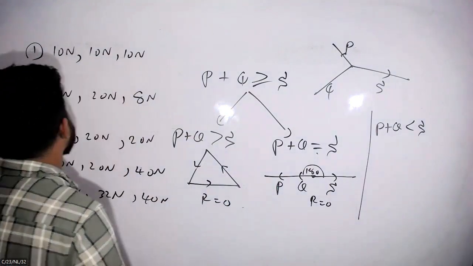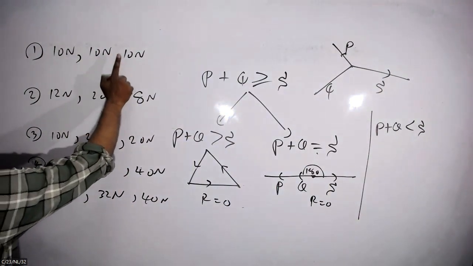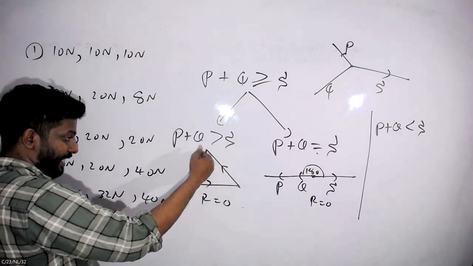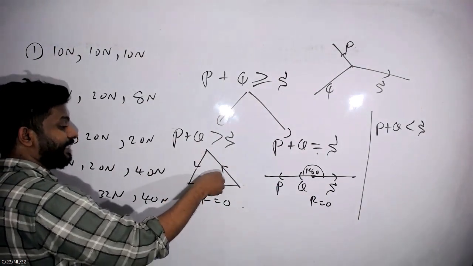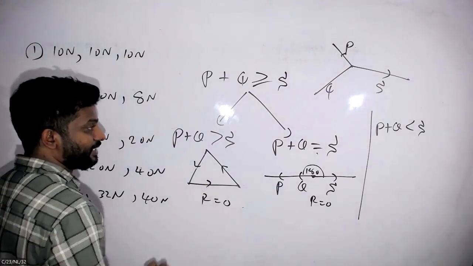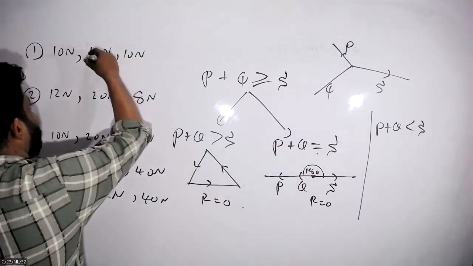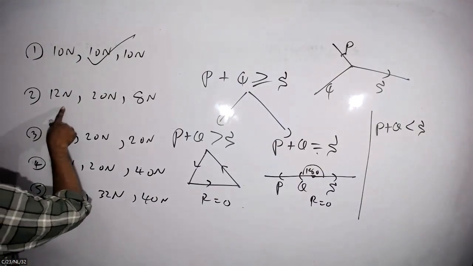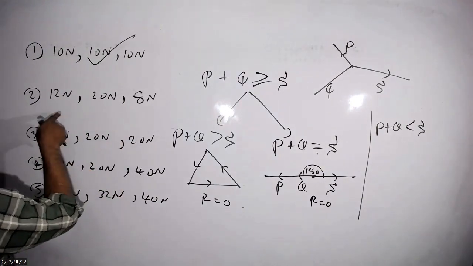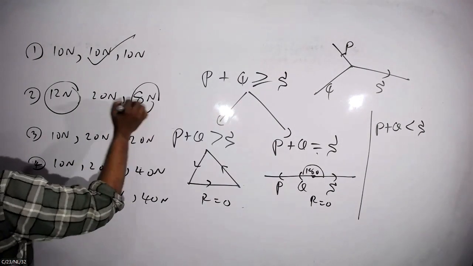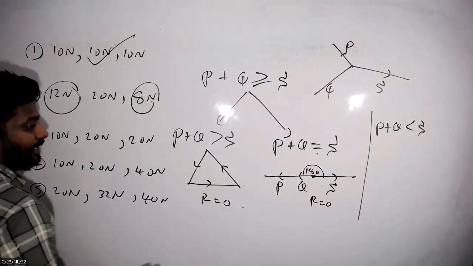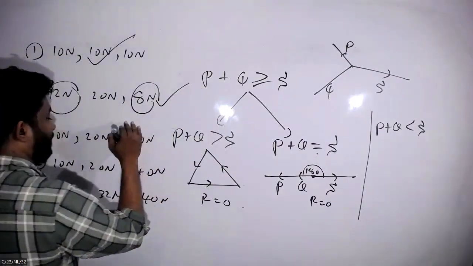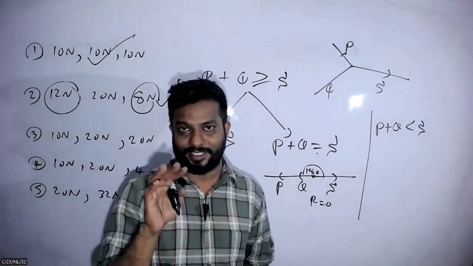Let's see the answers. First one, 10 Newton, 10 Newton, 10 Newton. If the angle among the vectors are set, then they can produce an equilateral triangle taken in the same order. That is, they can produce zero resultant. For the second one, 12 Newton, 20 Newton and 8 Newton. These two are the smaller ones, children. Sum of the magnitude of the two smaller forces is equal to 20 Newton. Therefore, they can produce zero resultant, but you should remember angle among the vectors should be set.